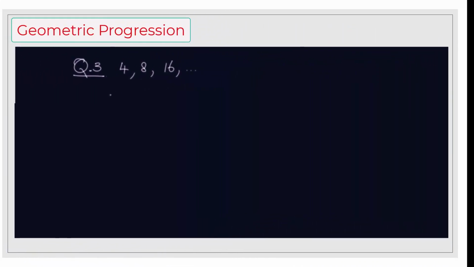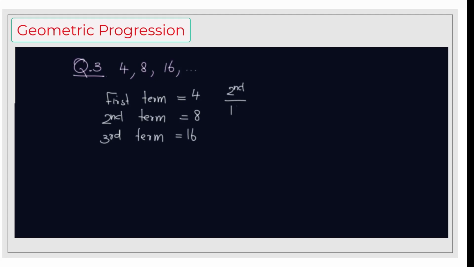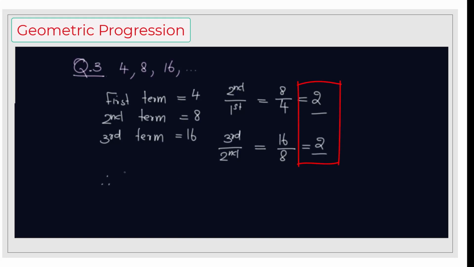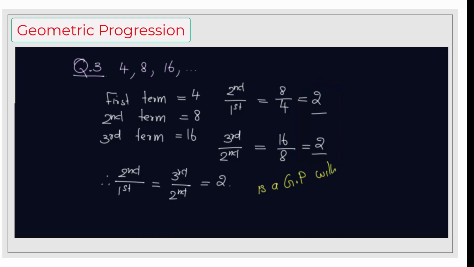The next sequence to check is 4, 8, 16. We have the first 3 terms of the GP. Using these, we find the ratio of second to the first, that is 8/4, which is 2, and the ratio of third to the second, which is 16/8, which is 2. Both are equal, and hence there is a common ratio for this sequence, and so this sequence is a GP.